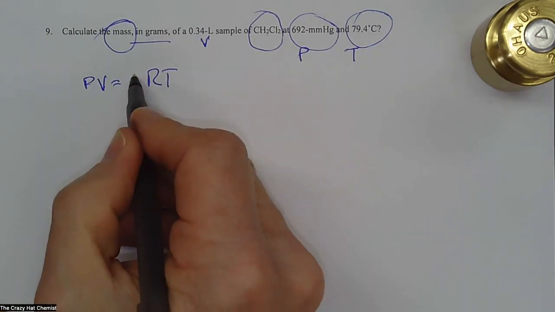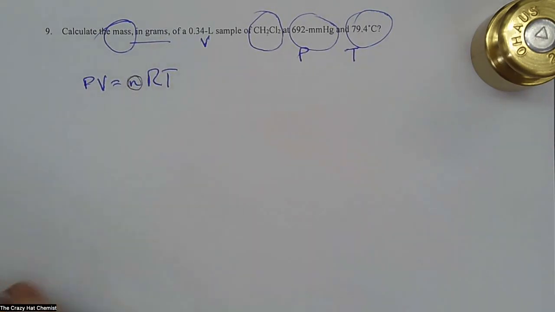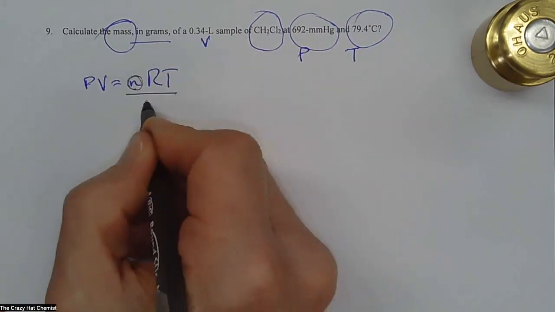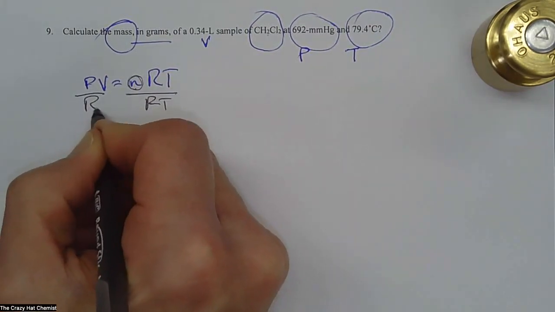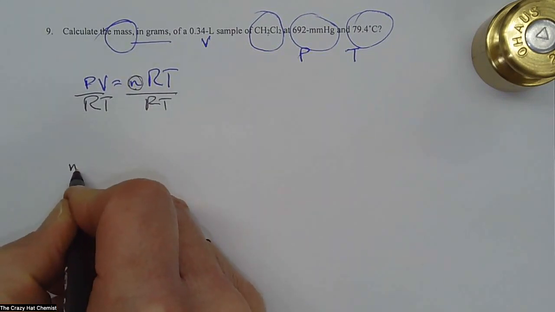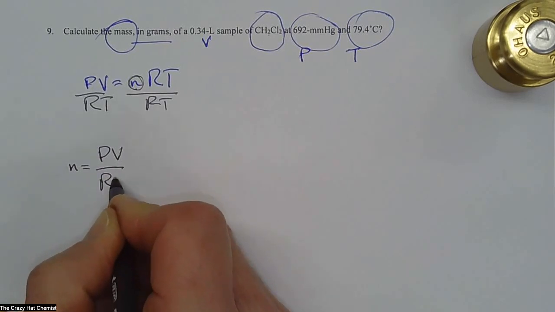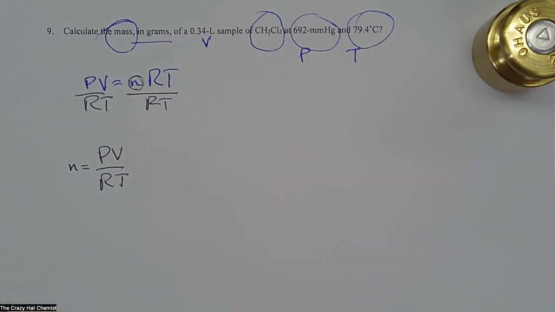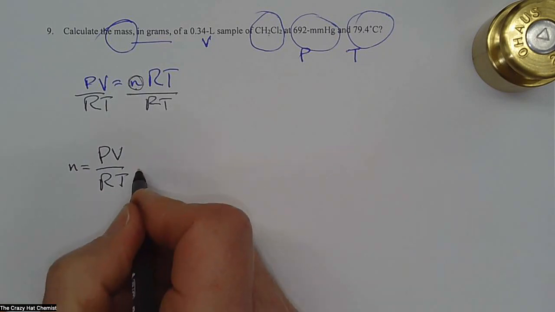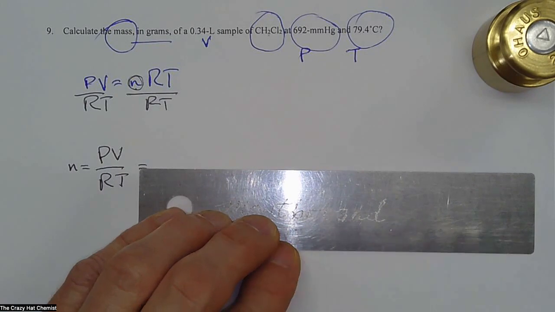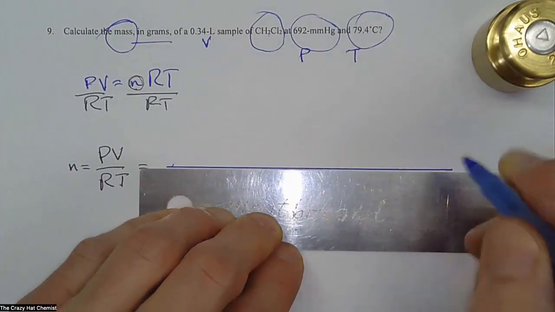However, it does solve for moles, which can be easily, readily converted into a mass. So what we're going to do is rearrange this equation and solve for N. I'm going to divide both sides by RT, and I'm going to get N is equal to PV over RT. All right, so my goal is to plug into this. I'm going to draw my line right over here.